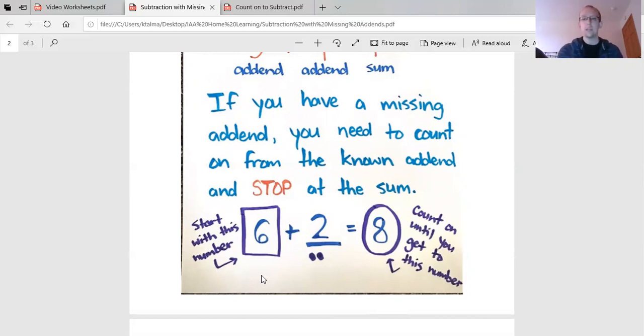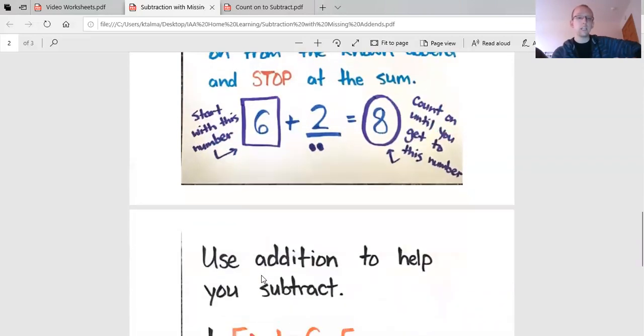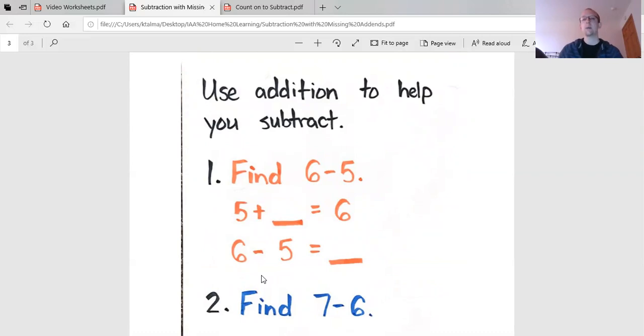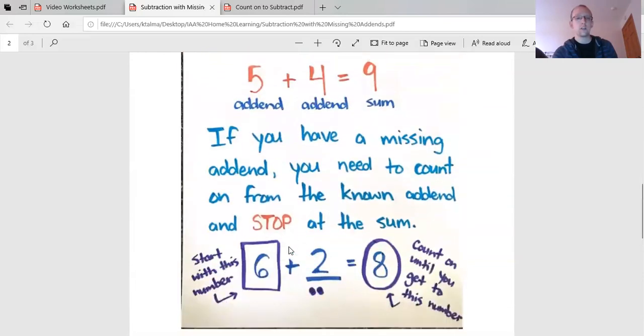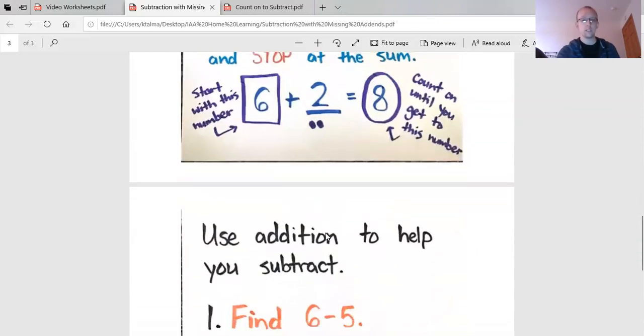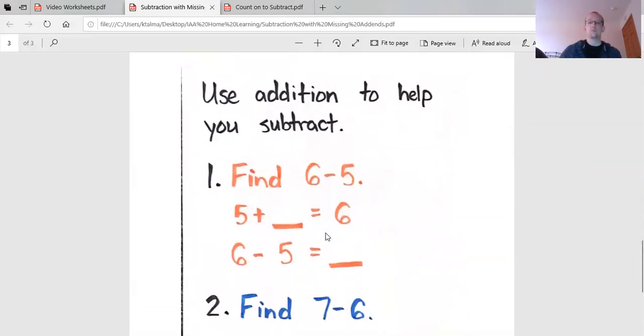But it's not always going to be addition. How can we use this strategy of missing addends to help us subtract? Let's look at a couple examples that you might see on your worksheet. How can we use addition to help us subtract? Number 1 says find 6 minus 5. So using the strategy that we just learned, we need to count on from the number that we know and stop when we get to the sum. So the number that we know is 5, and the sum is 6. Start at 5 and count how many numbers it takes to get to 6.